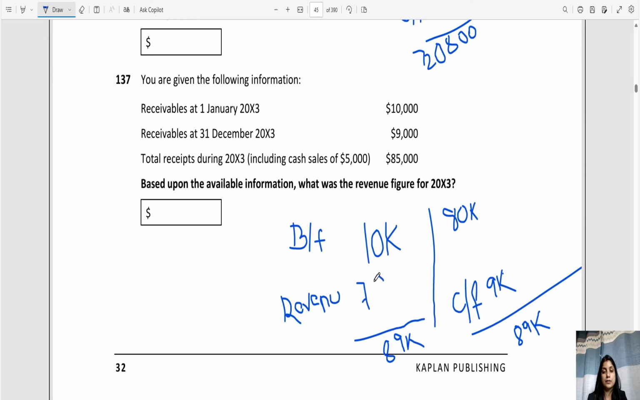But the question doesn't end here. Basically the question is asking what is the revenue figure. They don't ask for the revenue figure on credit only. We need to consider both cash as well as credit. So we have a cash sale of 5,000 as well. So 79k of sales happened on credit and 5,000 happened on cash. Adding these two figures will give 84,000, which is the revenue figure for 20x3.